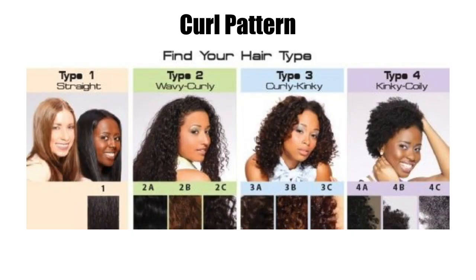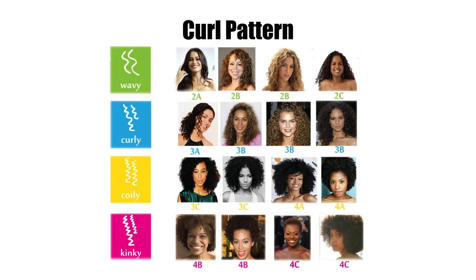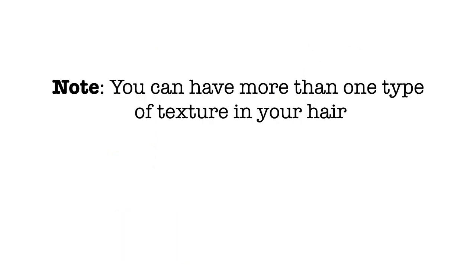Okay, so first things first, everyone always wants to know what their curl pattern is. So I'm gonna quickly talk about how to determine your curl pattern, and then I'm gonna talk about how it's really not that useful when you're trying to figure out what the best products and the best regimen are for your hair. So the curl pattern starts from 1 to 4, and then there are different categories within those numbers. Type 1 is straight hair, type 2 is wavy, type 3 is curly, and type 4 is coily. So this chart kind of gives you a rough idea.